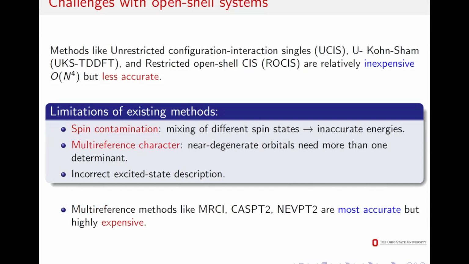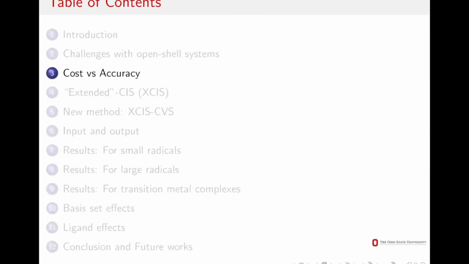There are methods like multi-reference CI, multi-reference CASPT2, and NEVPT2. They can give you the most accurate results, but they are highly expensive. As I said, my interest is in transition metal complexes, and I want to calculate for more than one or two transition metals. I cannot use these methods because they are highly expensive. So I need a method that can balance cost and accuracy. Let's talk about the cost.